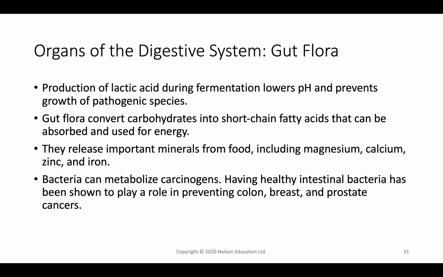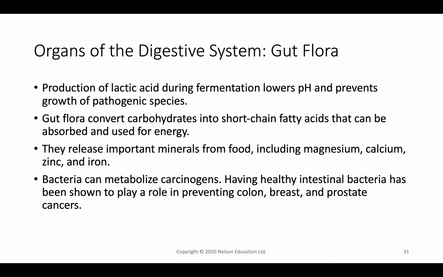They're also going to be responsible for the creation of lactic acid during fermentation. That's going to help lower the pH, and that's going to help change the growth of pathogenic species. So if we have a lower pH, we're going to help prevent the growth. We've changed the environment so the pathogenic species don't like it. It's not a good host. And they convert carbohydrates into fatty acids that can then be absorbed.